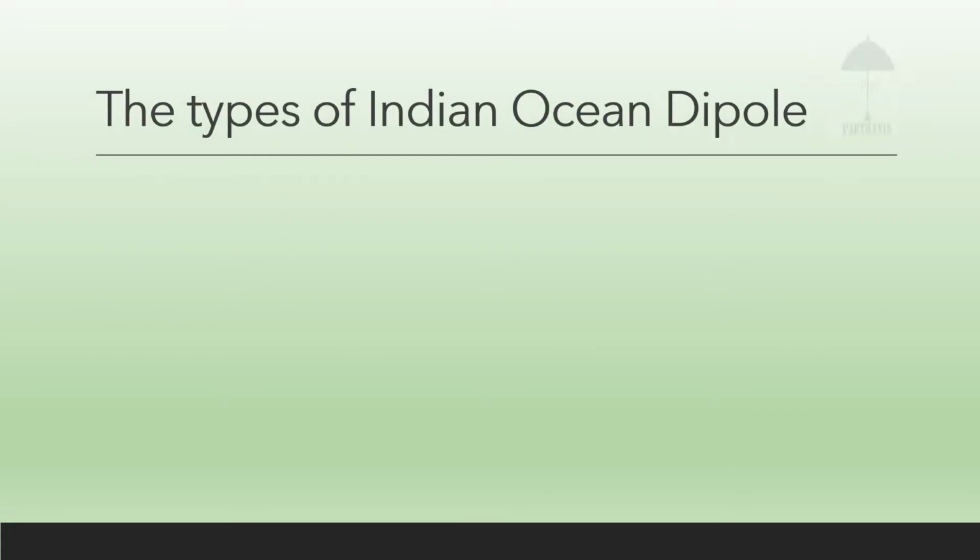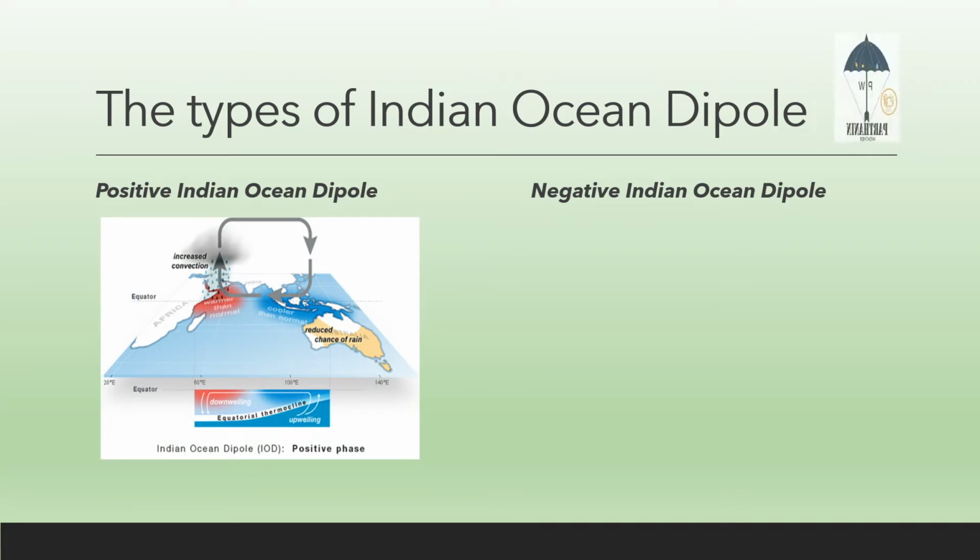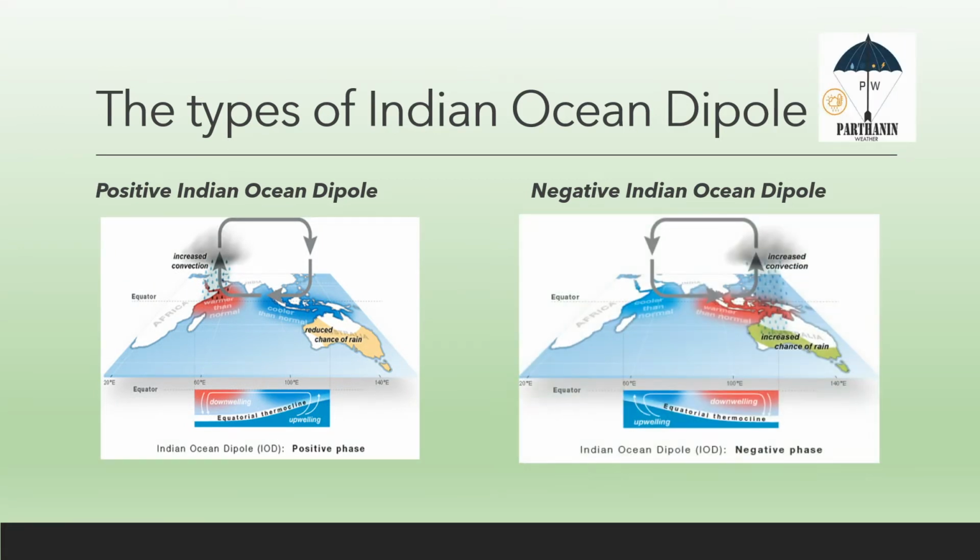Now let's see the types of Indian Ocean dipole. We have positive Indian Ocean dipole and negative Indian Ocean dipole. During positive Indian Ocean dipole, the West Indian Ocean becomes warmer and the East Indian Ocean becomes cooler than normal. This is when the change in weather pattern happens across the Indian Ocean islands and also over Asia. During negative Indian Ocean dipole, the East Indian Ocean becomes warmer and the West Indian Ocean becomes cooler.